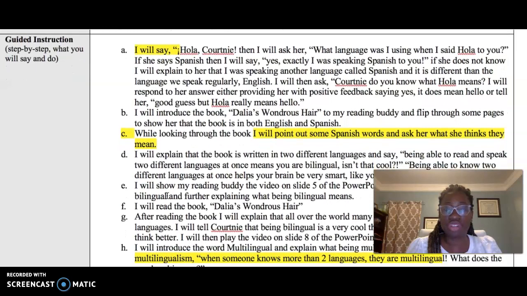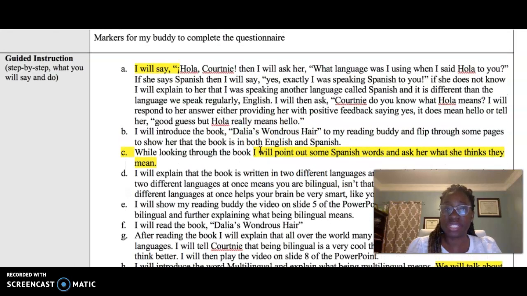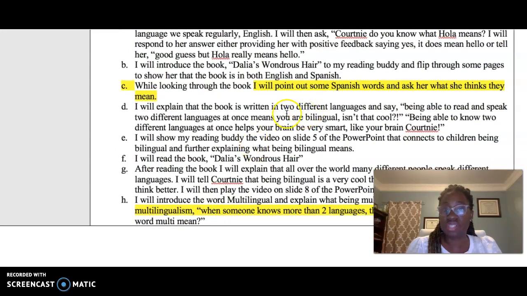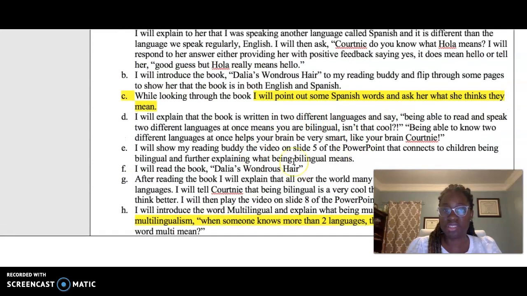A great rule to remember when you become a teacher is I do, we do, you do. I do means that you're modeling what you want your student, your buddy, or your group of children to be able to do. She's starting off speaking Spanish with her buddy. Then she's pointing out some words in Spanish in the read aloud, talking about the differences between Spanish and English as languages. You're going to do that with your read aloud. Then she talks about there being two different languages. This is all modeling.